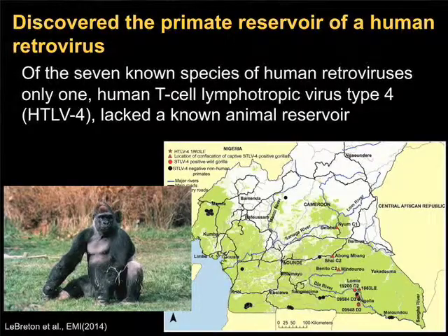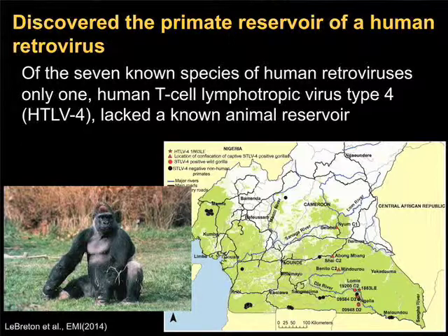We cheated a little bit there because the last time they put the report out was in 2009, but we still found more than they had in the previous list. We'll see what the next list comes up with. Just to highlight a few of the discoveries. So we discovered the primate reservoir of a human retrovirus.